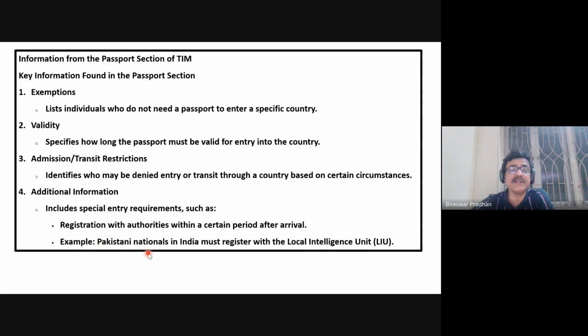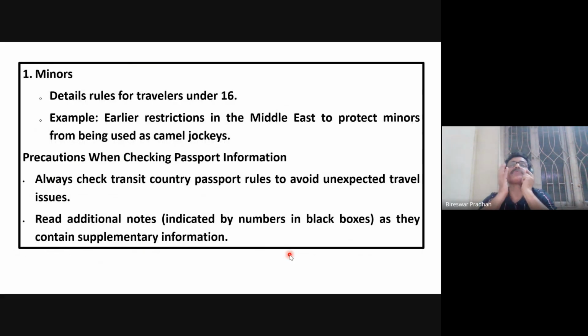Example, Pakistani nationals in India must register with the local intelligence unit. So these are the systems that are going on. Now, minors. Minors have certain age criteria. Detailed rules of travel apply under the age of 16. Those under 16 are called minors, and there are age restrictions.